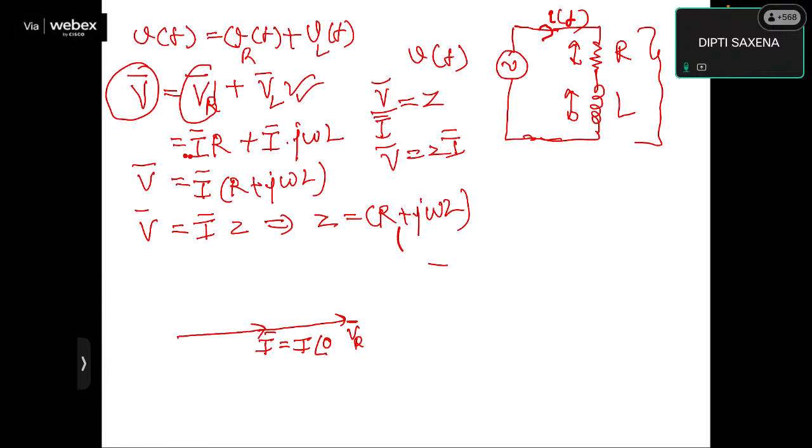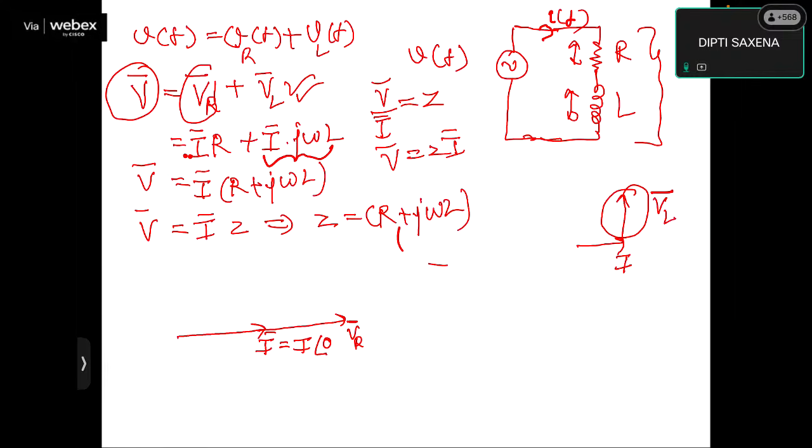Now, what is VL? VL is I j omega L. That is, the direction of VL is the same as the direction of j into I. What will be the direction of j into I? Phasor I rotated anti-clockwise. Direction of phasor I is this. And if I rotate it anti-clockwise by 90 degrees, the direction becomes this. So this will be the direction of phasor VL.